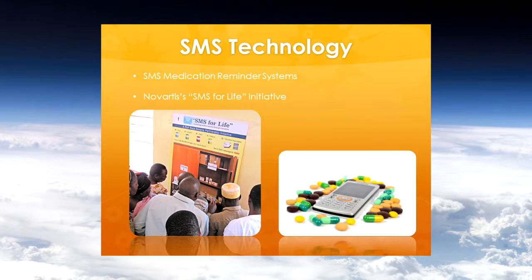You also have Novartis, I don't know if I'm saying that right, SMS for Life, an initiative in sub-Saharan Africa that collects information by having regular cell phone users send text messages to a database, which then tracks malaria disease statistics and anti-malarial inventory levels in the hope of preventing outbreaks and medical shortages at healthcare facilities.